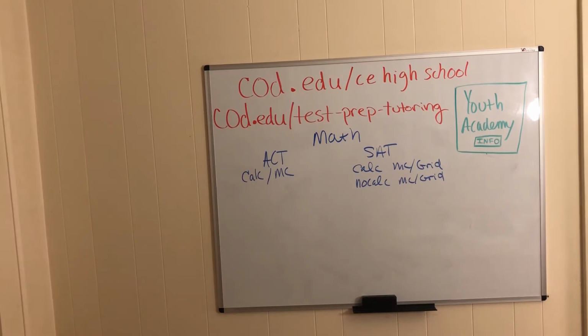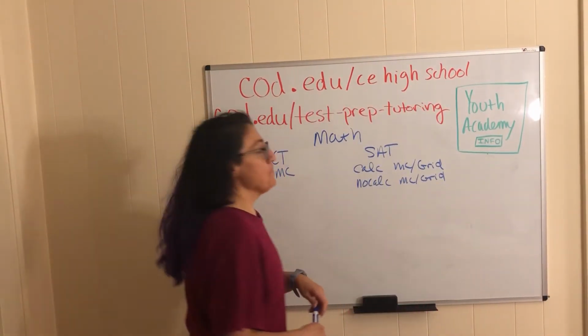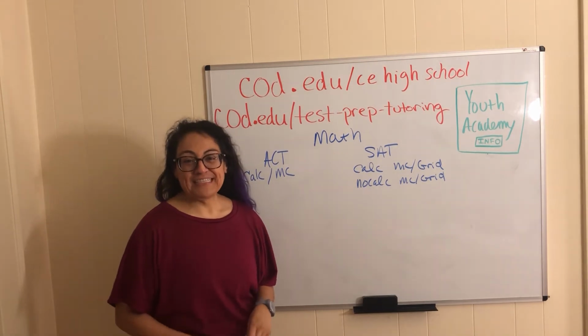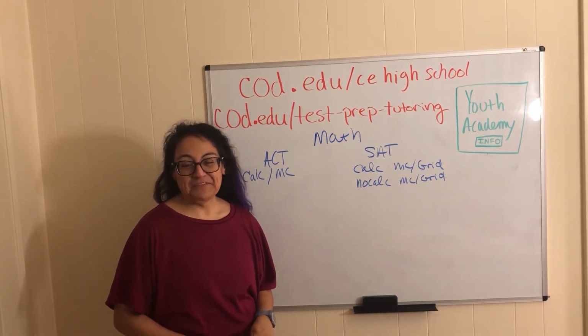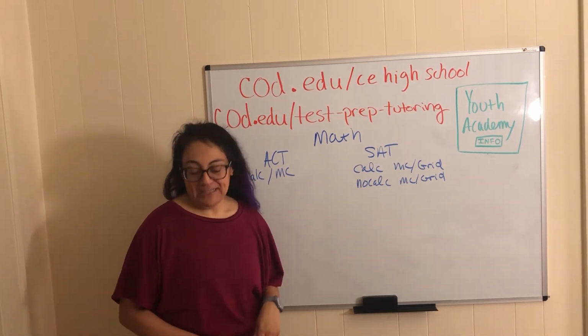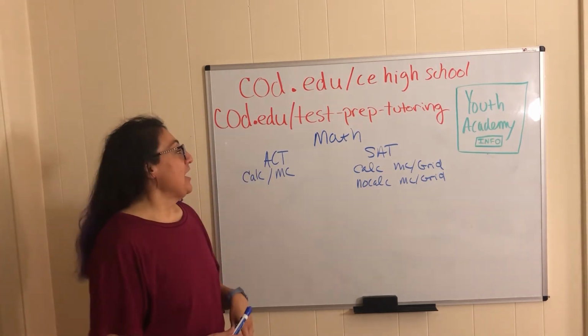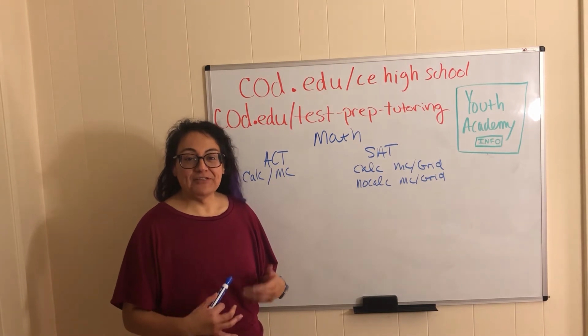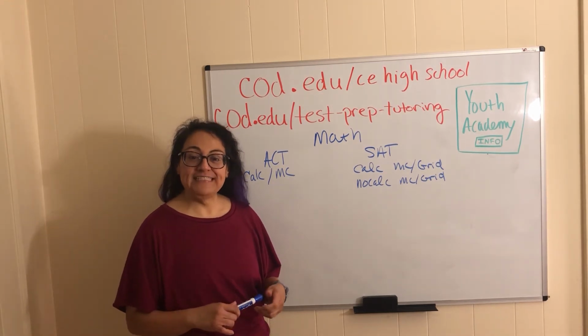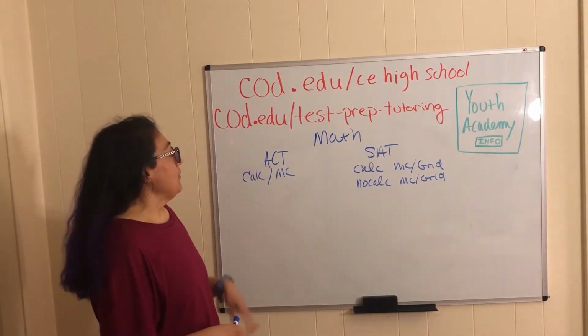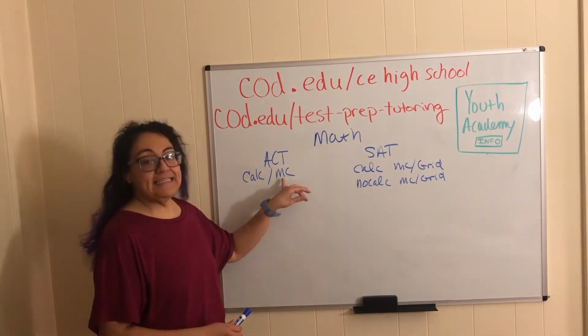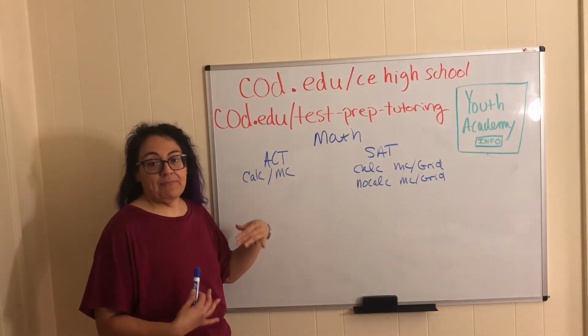For both the ACT and the SAT, you're going to have a math test. On the ACT, you're going to have one math section. You get to use the calculator for it, and they're all multiple choice questions. On the SAT, you're going to have two math tests: one where you can use the calculator, and one where there is no calculator that you can use. Both of those sections have a multiple choice and a grid section in it.